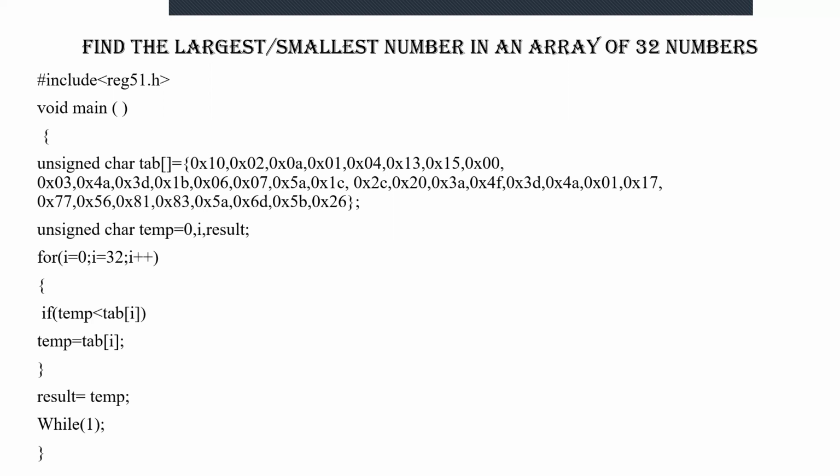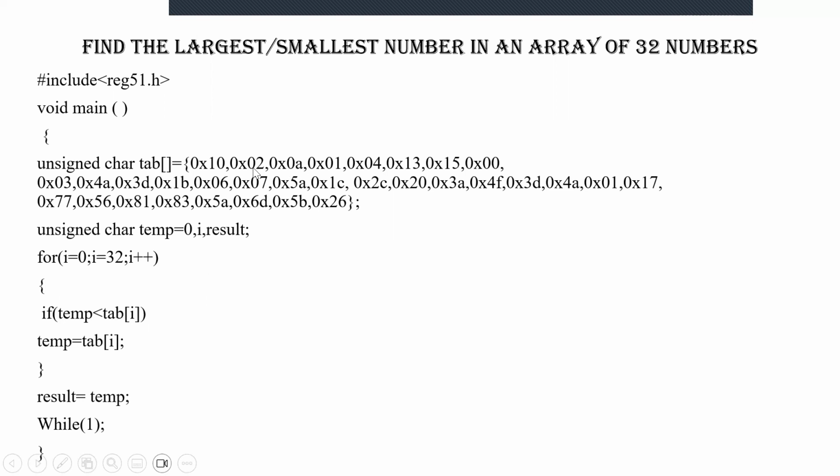If it is the smallest, then there is only one change: the temporary value will be greater than tab of i. If you put greater than tab of i, then you are finding the smallest number. First, you initialize temporary as 0. So, 0 is greater than tab of i, 0 is greater than 10? No. So 10 is replaced. Again 0x02. So i keeps iterating from 0 to the 31st value, and you will find the smallest number in this array.